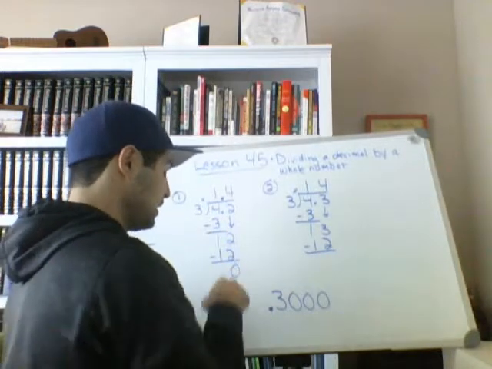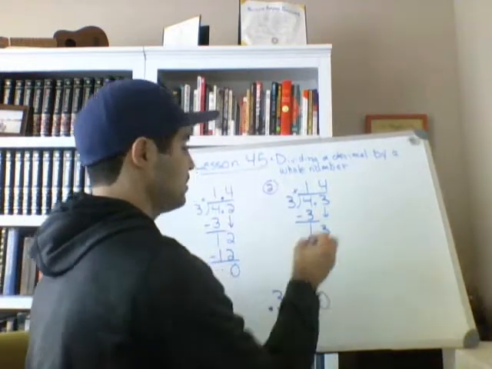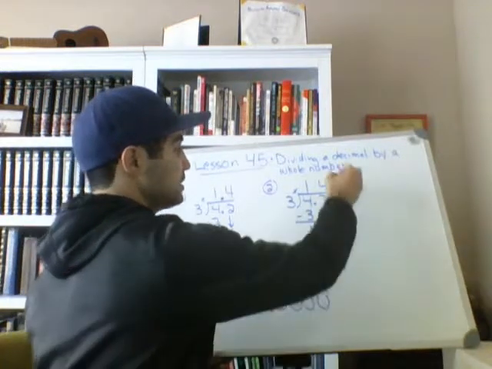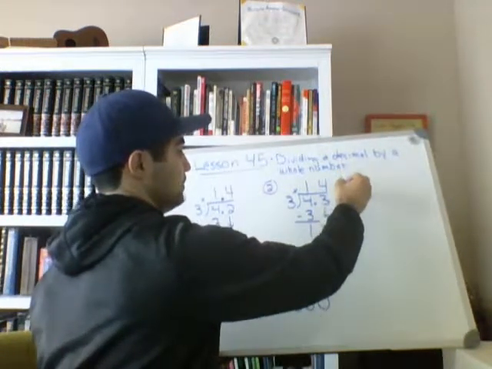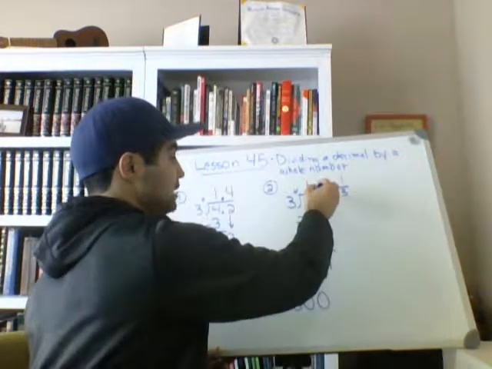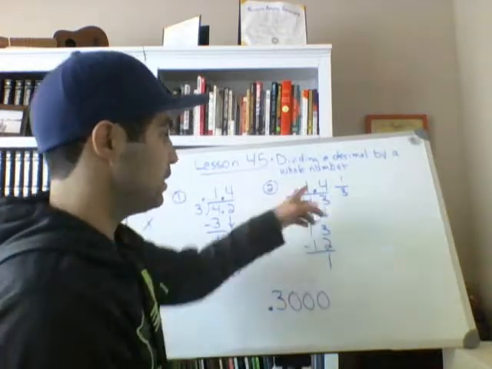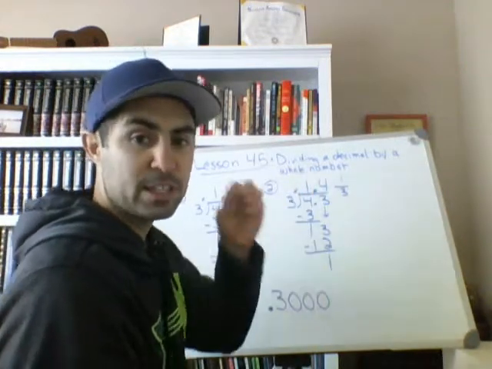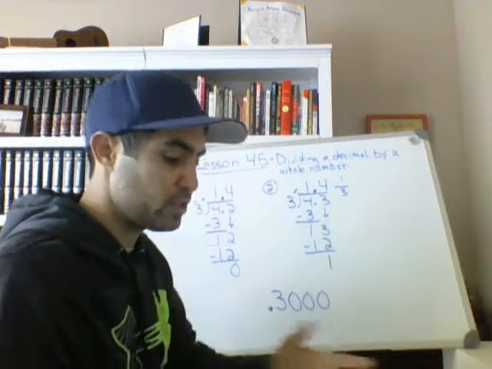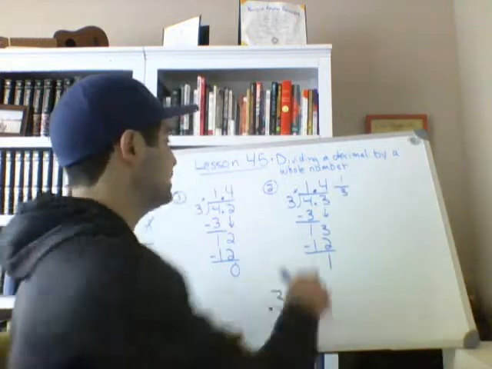Now, instead of having no remainder, I have a remainder. And you cannot bring this up here and make a fraction out of it. Okay? You cannot do that because the decimal point comes straight up, and we don't mix decimals and fractions. You can convert a decimal to a fraction or vice versa, but you cannot mix decimals and fractions.